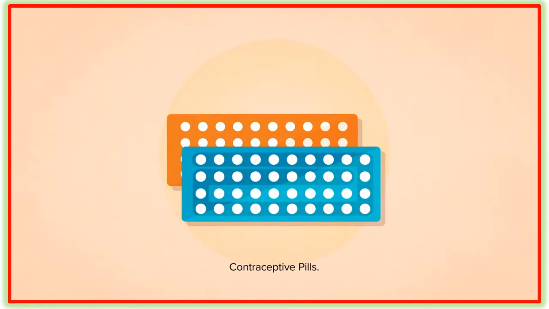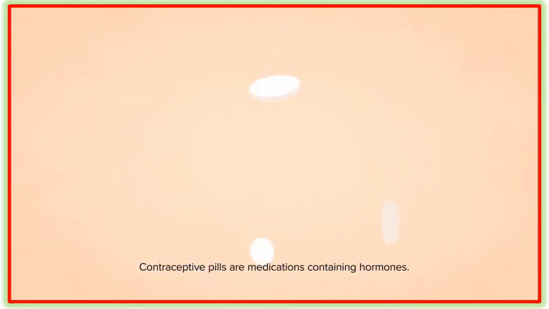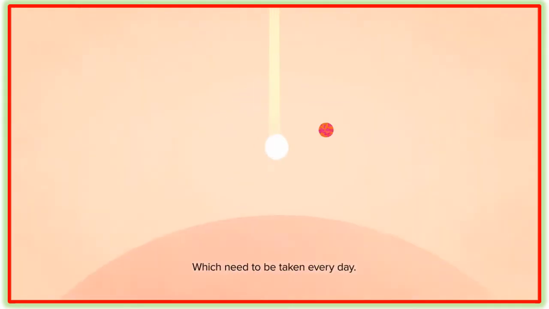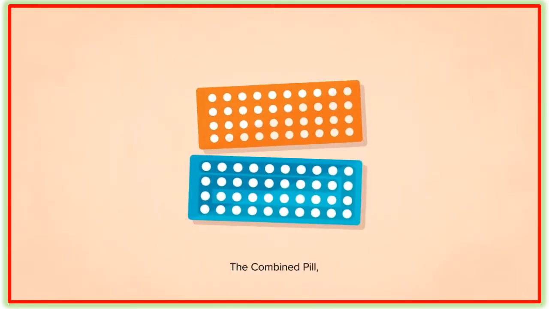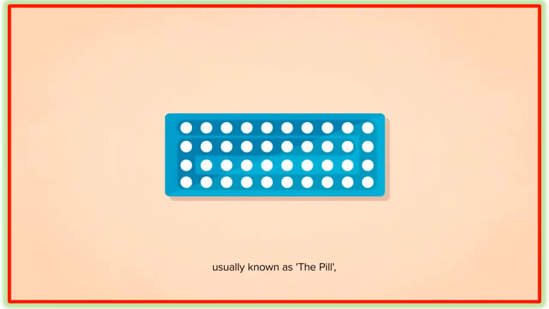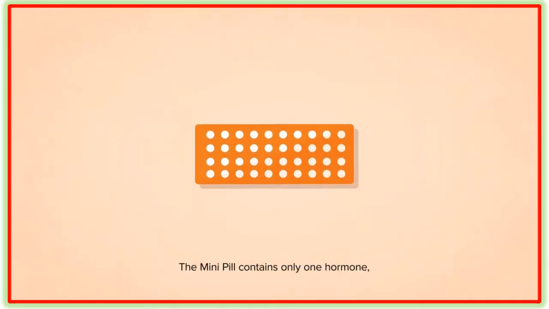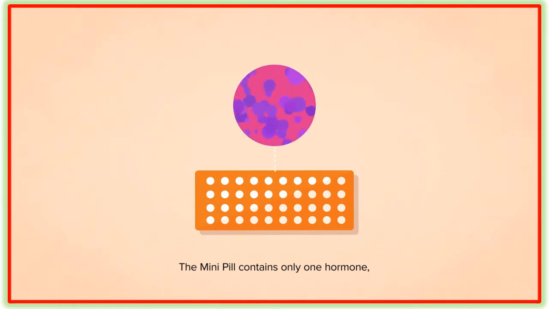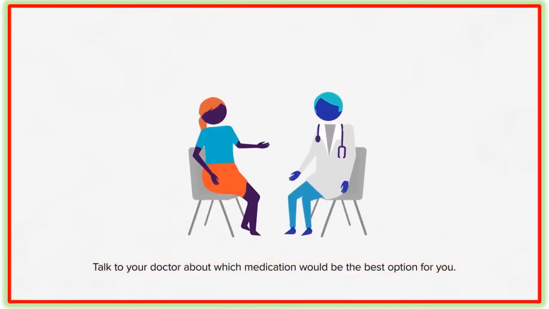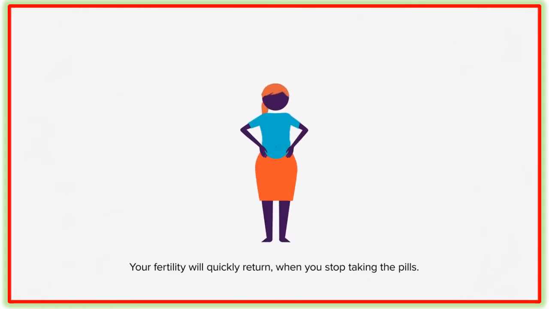Contraceptive pills. Contraceptive pills are medications containing hormones, which need to be taken every day. There are two types. The combined pill, usually known as the pill, has tablets containing 2 hormones. The mini pill contains only 1 hormone. Talk to your doctor about which medication would be the best option for you. Your fertility will quickly return when you stop taking the pills.